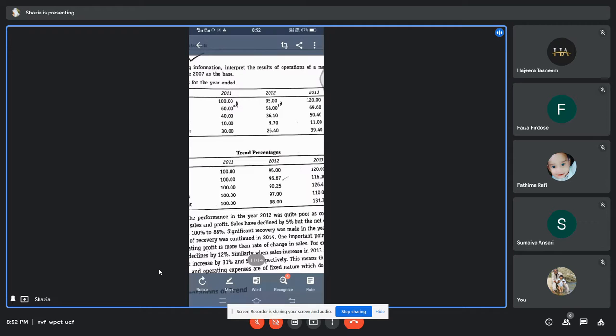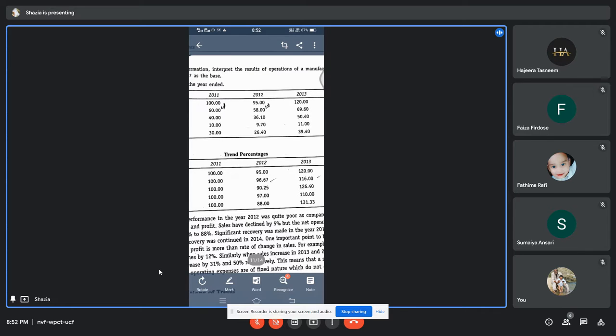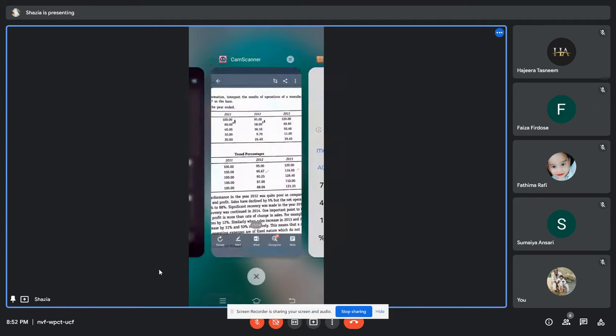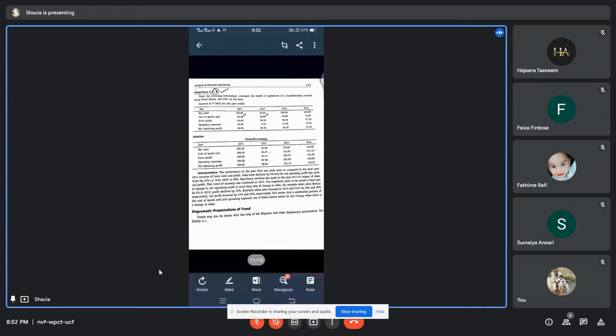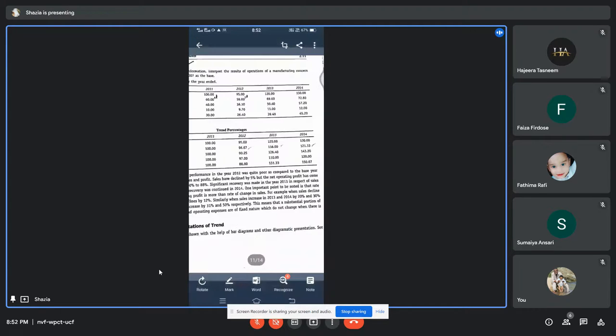You cannot take 2012. This is the current year. First current year, second current year, this is. So 2013 is 69.60 divided with 60 here. See, 69.60 divided with 60 into 100. You got 116%, isn't it? See here, you got 116%. Okay. Same way you have to do it for 2014 also.